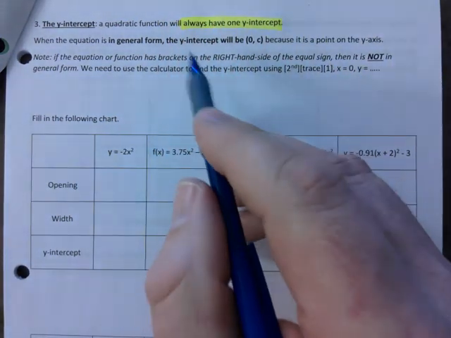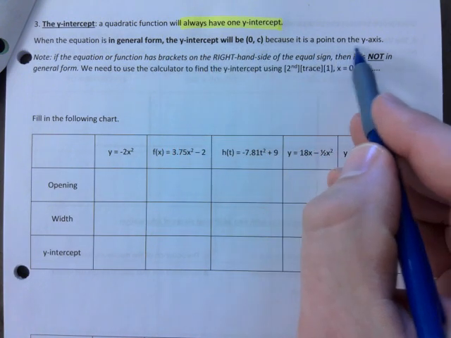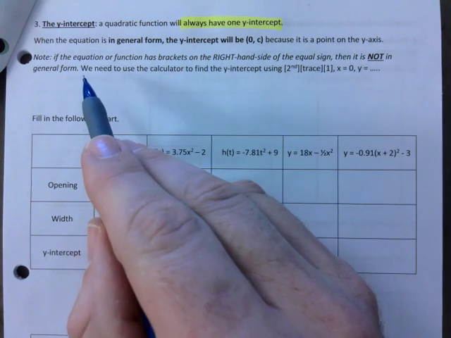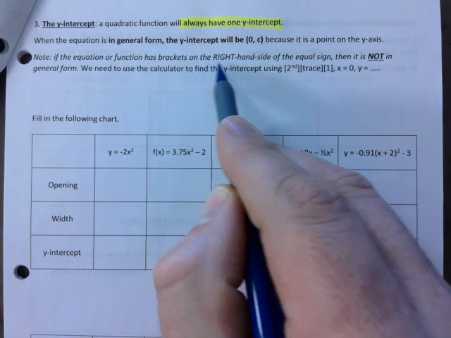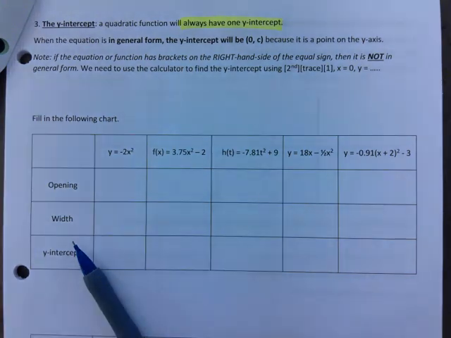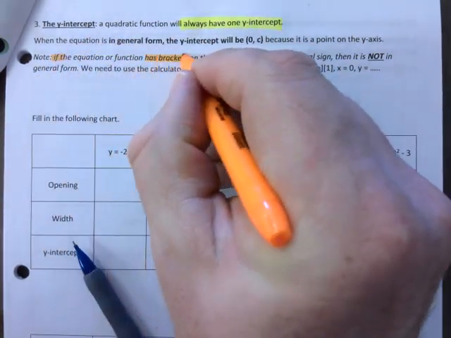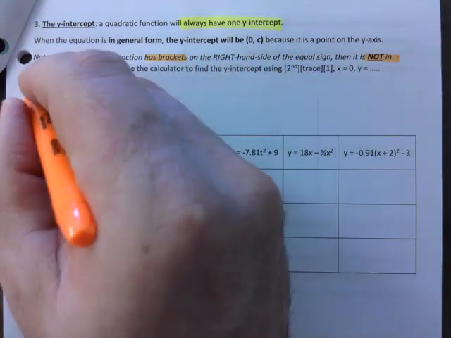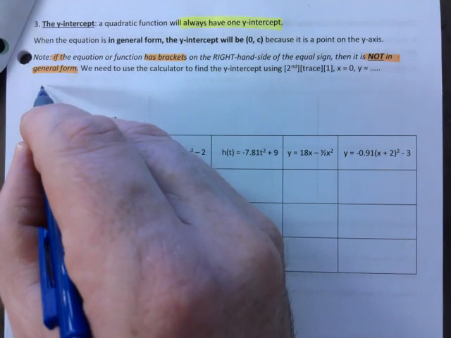When the equation is in general form, the y-intercept will be (0, c) because it is the point on the y-axis. Notice if the equation or function has brackets on the right-hand side, it is not in general form. I'm going to use a different color for this one. If there are brackets, it is not in general form. How's that? If you see brackets at all, it's not in general form.